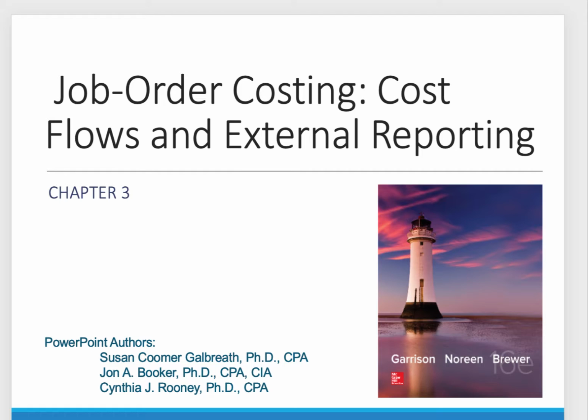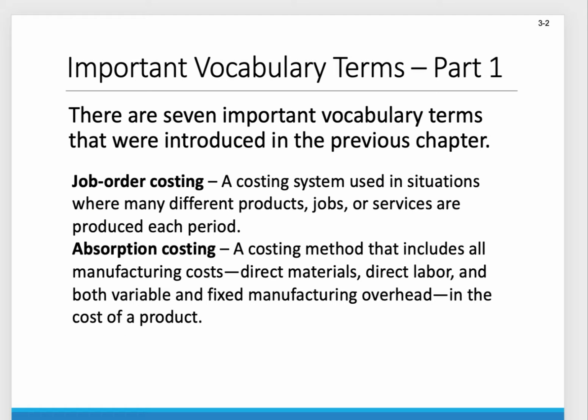Now, before we jump into the nuts and the bolts and the inventory accounts and how costs flow from one inventory account to another inventory account, we need to review some very important vocabulary terms that we learned last chapter. Okay, so we have 7 vocab words that we need to make sure we understand before we move on, as well as learn a few new vocabulary terms.